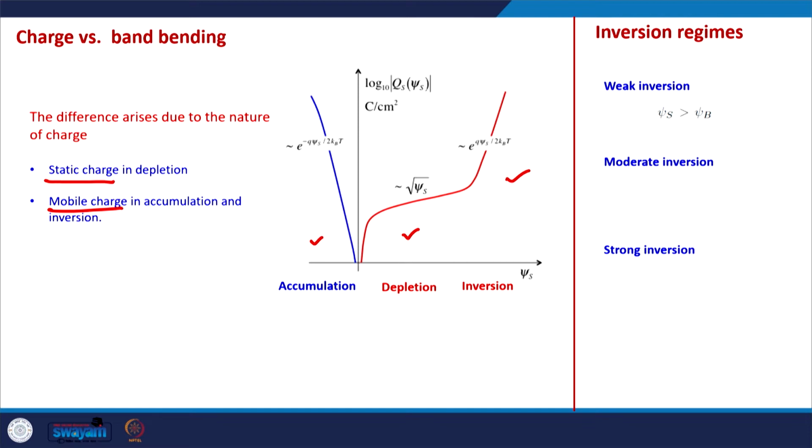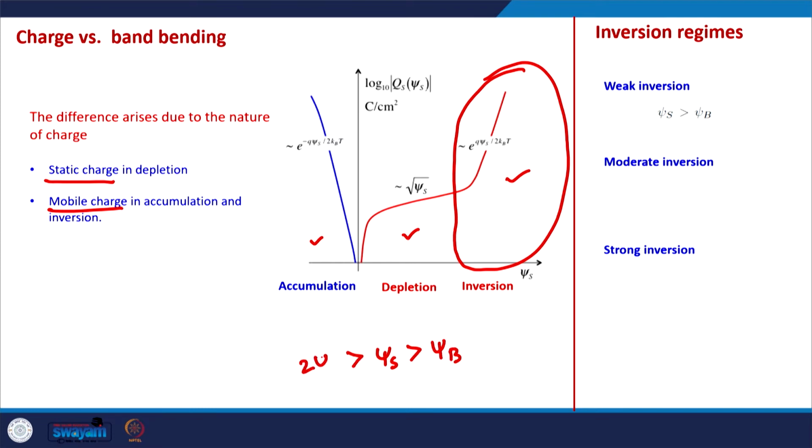If we just focus on the inversion regime, because that's the most important regime for operation of the MOSFETs, there is this weak inversion. Weak inversion is when the semiconductor is slightly n-type at the interface, which means that psi s is greater than psi b, but less than 2 psi b. So in this regime, even in the weak regime, the mobile charge is very less, and the total charge in the semiconductor is dominated by the depletion charge or the static charge.